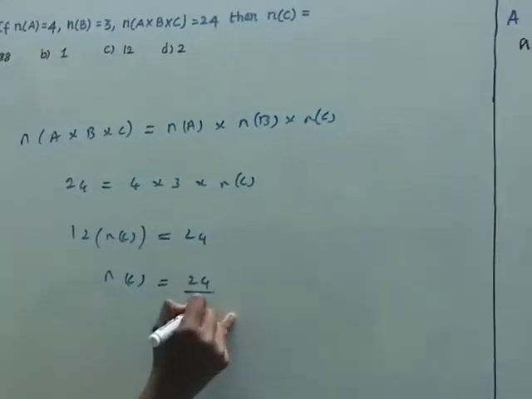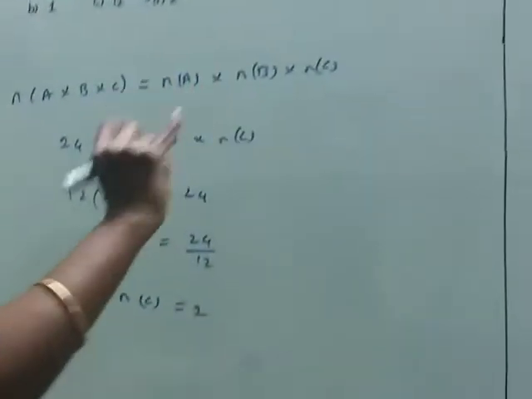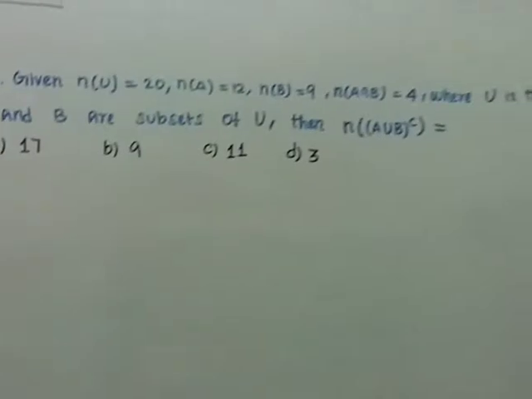24 by 12 we get n of c as 2. So this will be the answer. Okay, it's very easy only. Next we are going to 13th problem.